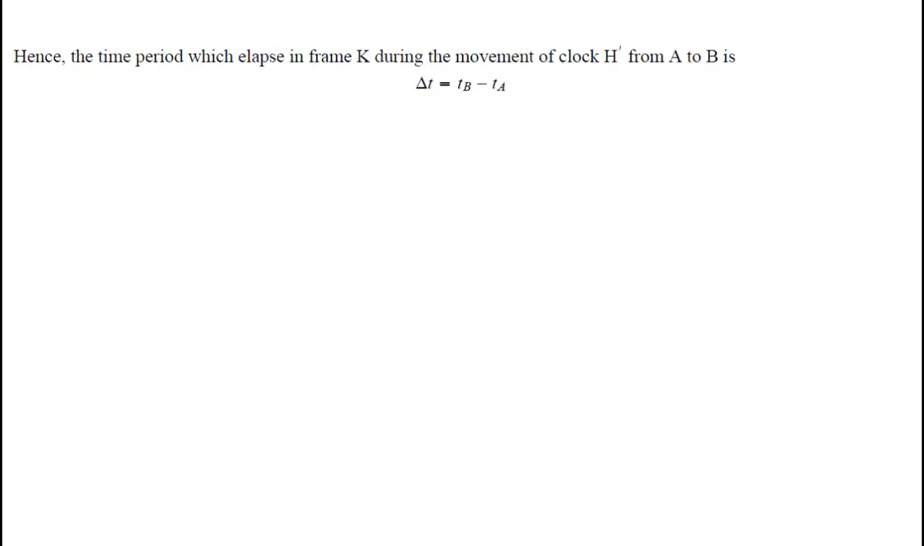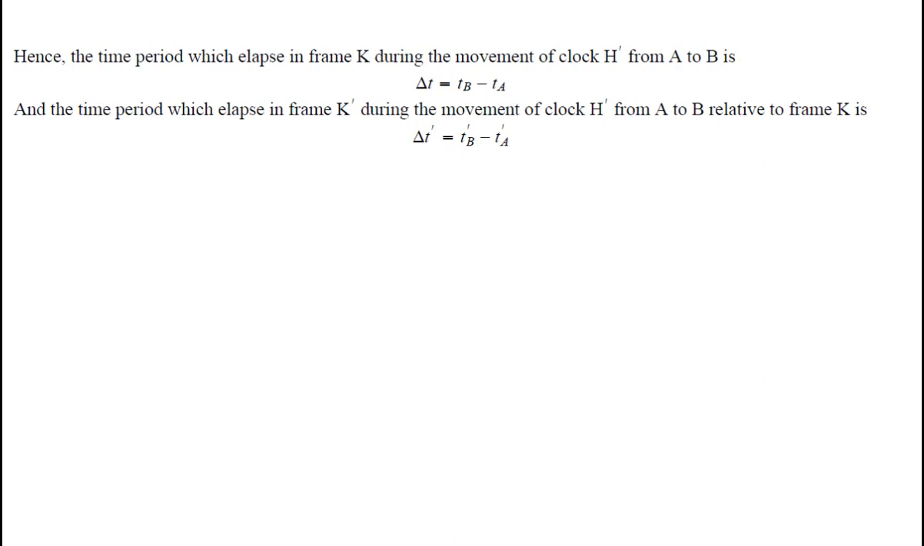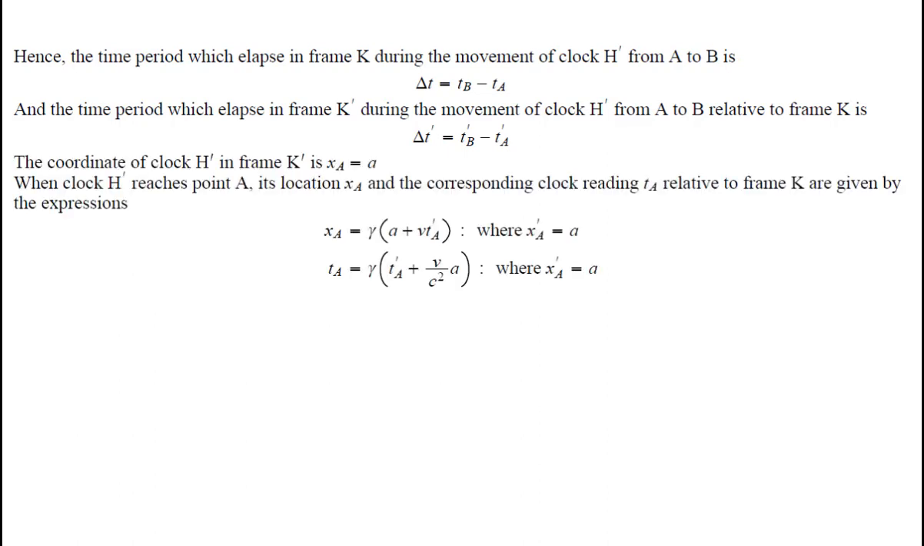Hence, the time period which elapses in frame k during the movement of clock h' from A to B is delta t equals tb minus ta. And the time period which elapses in frame k' during the movement of clock h' from A to B relative to frame k is delta t' equals t'b minus t'A. The coordinate of clock h' in frame k' is xa equals a.